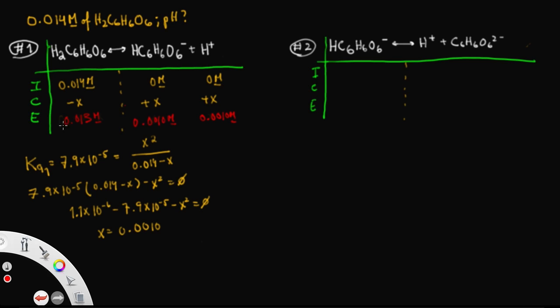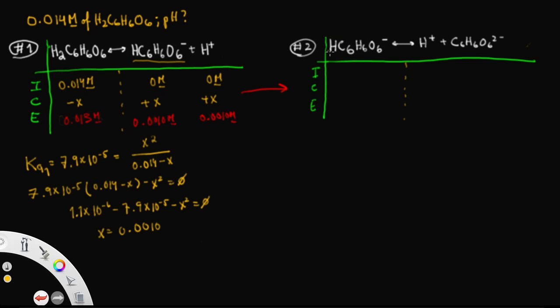So now I have to carry on whatever work I did over here to my second dissociation. And I'll show you what that means right now. So my second dissociation will start where this left off. We'll start off with this ion, which we're going to get rid of our second hydrogen in this dissociation. So we have HC6H6O6 minus, and we dissociate it into an H plus ion and a C6H6O6 2 minus ion.